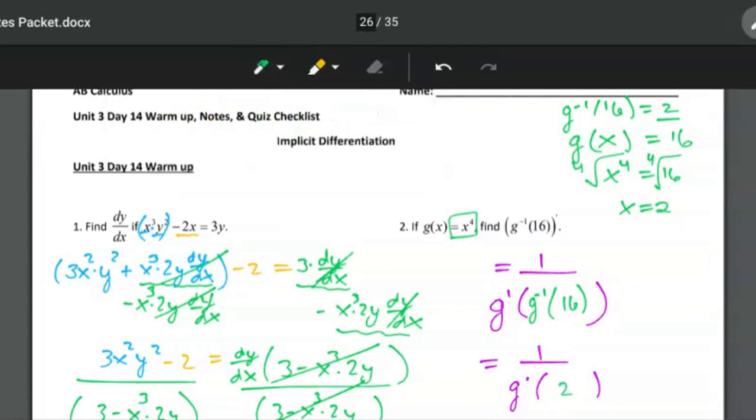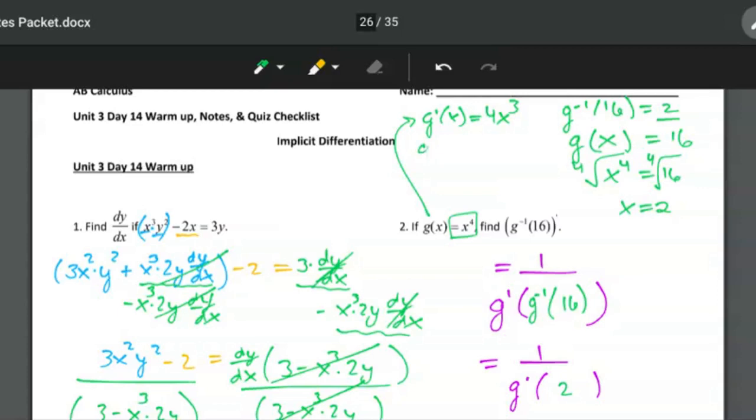So we could put a 2 there. All right, now we got to find g prime of 2. All right, well, we have the function g. What if we find g prime first? If we just find the derivative, it's 4x to the third if we do the power rule.